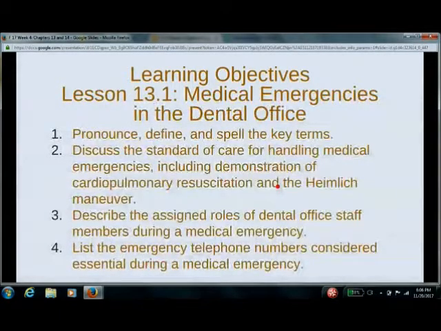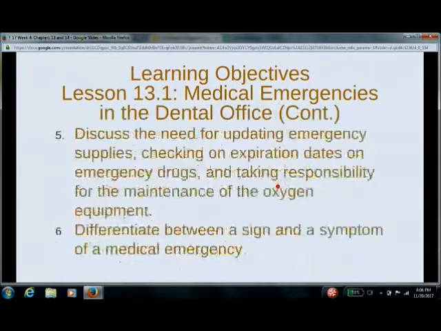So some learning objectives around the medical emergencies. And you can read and go through these, but the main thing that I want you to remember about medical emergencies is that we are supportive as dental assistants, which means that it's our job to make sure that the doctor has the medications they need, not to administer them, and also to make sure that we know our role during an emergency and that we alert the EMS, which basically is 911.